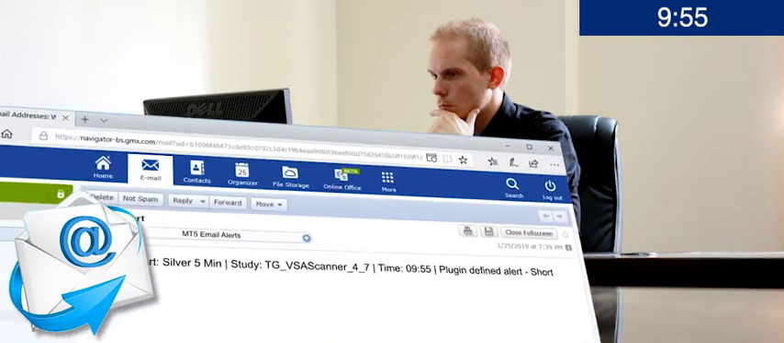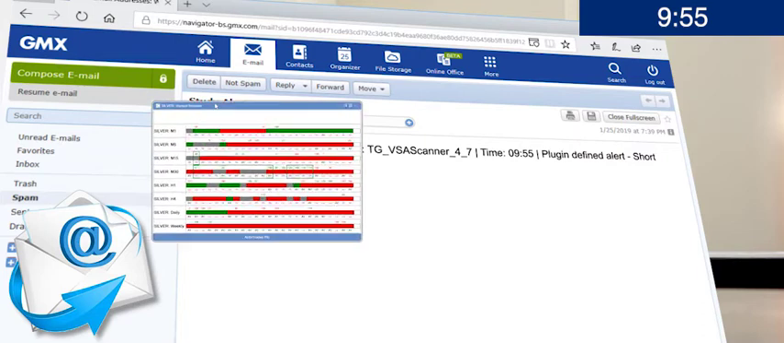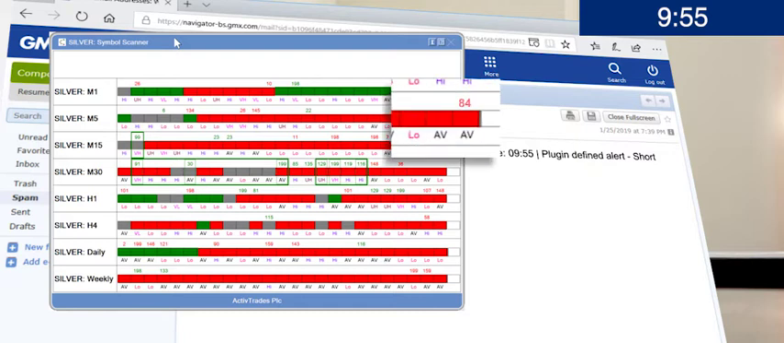We've got an email notification which is alerting us to a VSA sign of weakness, and it's appeared on the 5-minute silver chart. Here is a sequential scanner for silver, and here you'll see the sign of weakness has indeed appeared on the 5-minute chart. The sign of weakness 84, weakness has appeared indicator.